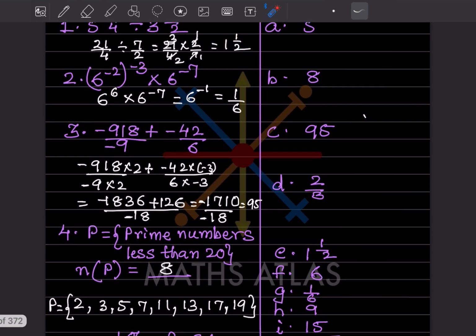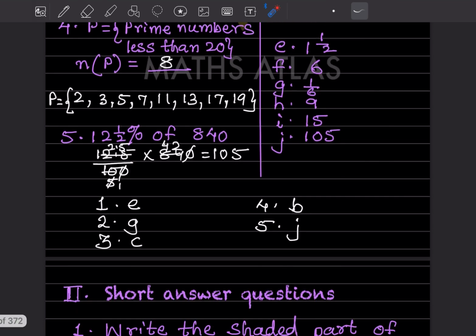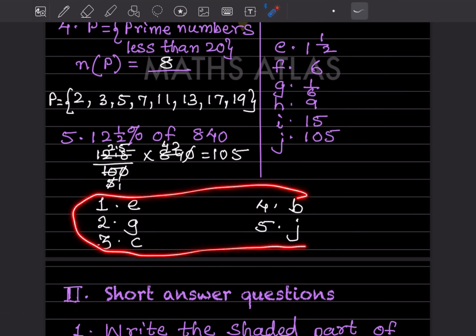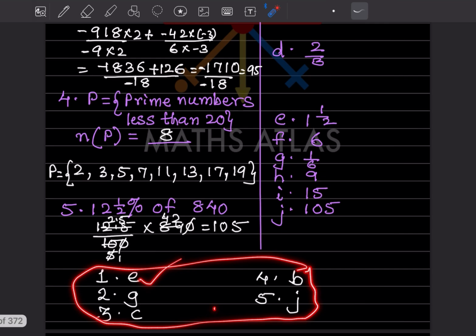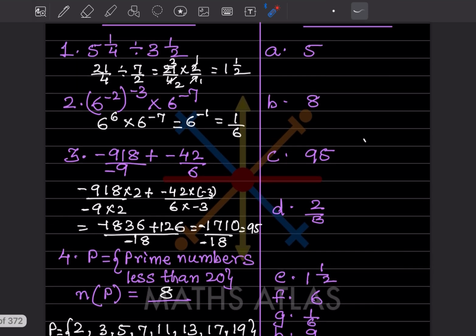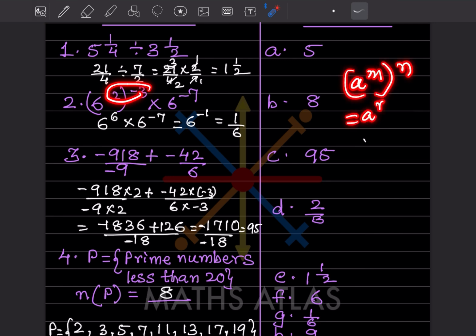So it's given here. That is E. So I have written the answers here. Instead of putting the lines, I have written here 1 is E. Now look at here. This we can write in the form of the exponent. So the base is the same. So now you know the formula a raised to m, whole raised to n, that is a raised to mn.